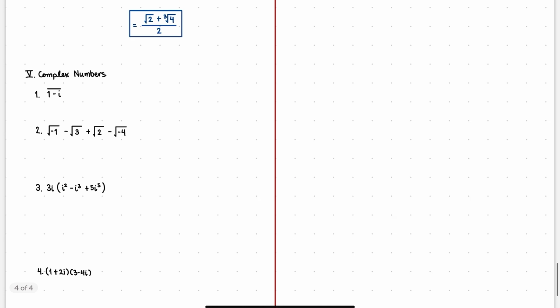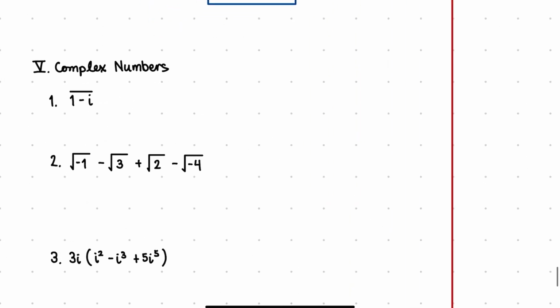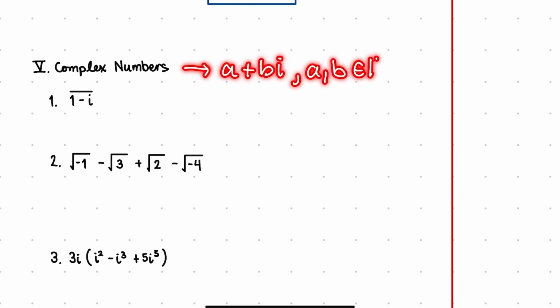Okay, so for complex numbers, the key is to be able to write a given expression in the form a plus bi, wherein both a and b are real numbers. So let's do that one.